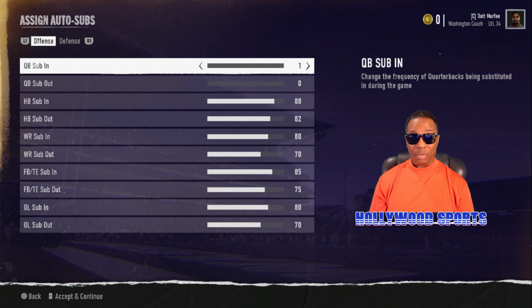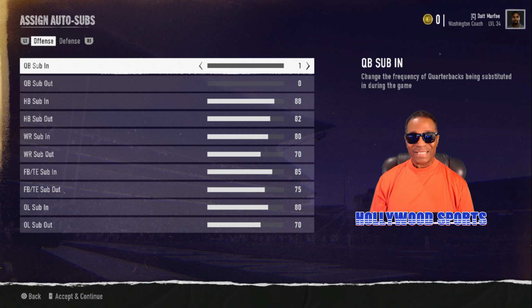Guys, what I want to talk about in this video, as you read in the title, is the best offensive and defensive auto subs for College Football 25. The reason we need these auto subs is because of wear and tear on your players. They need to substitute in and out at a proper level, which makes it more of a simulation as far as rotations, so you don't put that wear and tear on your players. We're going to talk about these individually, so let's do it right now.